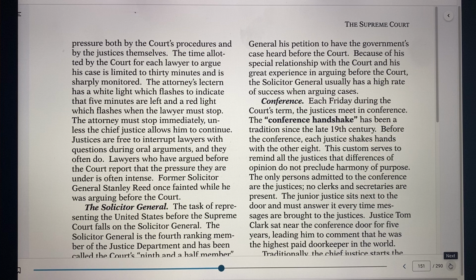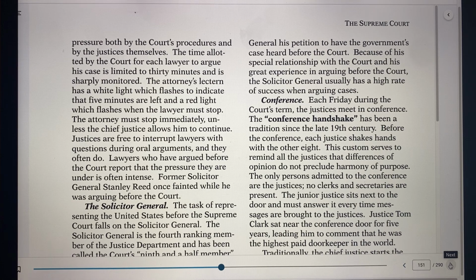In fact, there was a former solicitor whose name was General Stanley Reed. He once fainted while he was arguing before the court because it's so much pressure to come before the Supreme Court as a lawyer, and to speak for this time takes a lot of pressure and anxiety. Let's just say that.